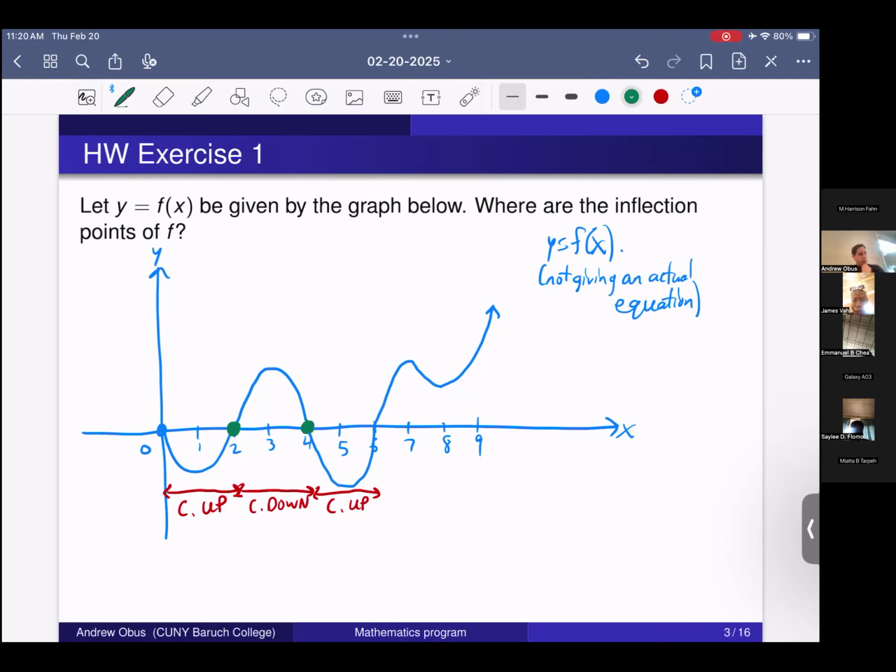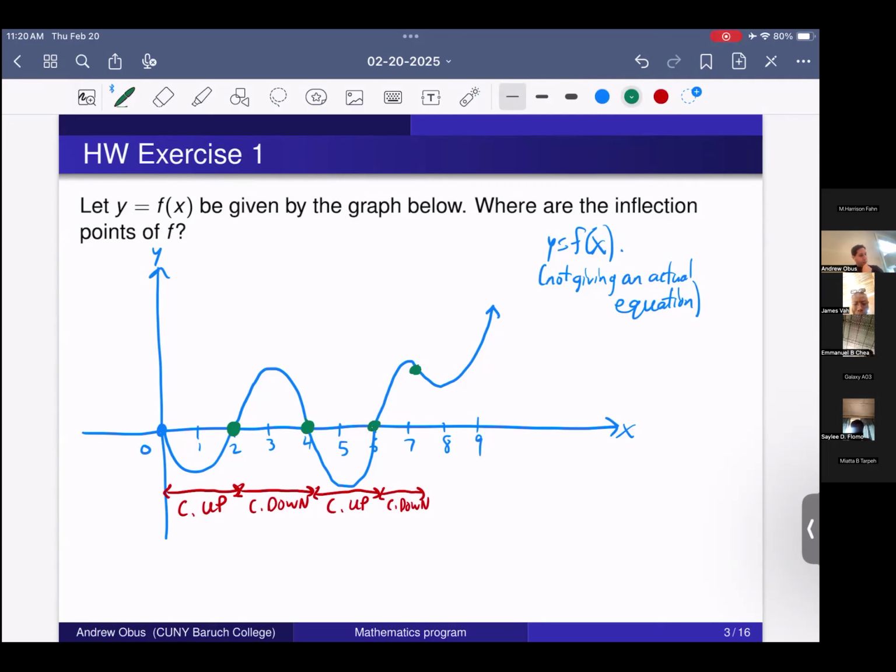Okay. And then, well, what do we have? It looks like it switches again to concave down over here, and it stays concave down until a little bit after x equals 7, right? So maybe I'll call it here to a little bit after x equals 7. This is going to be concave down, and we'll again have an inflection point where it changes. It'll be a little bit after x equals 7.